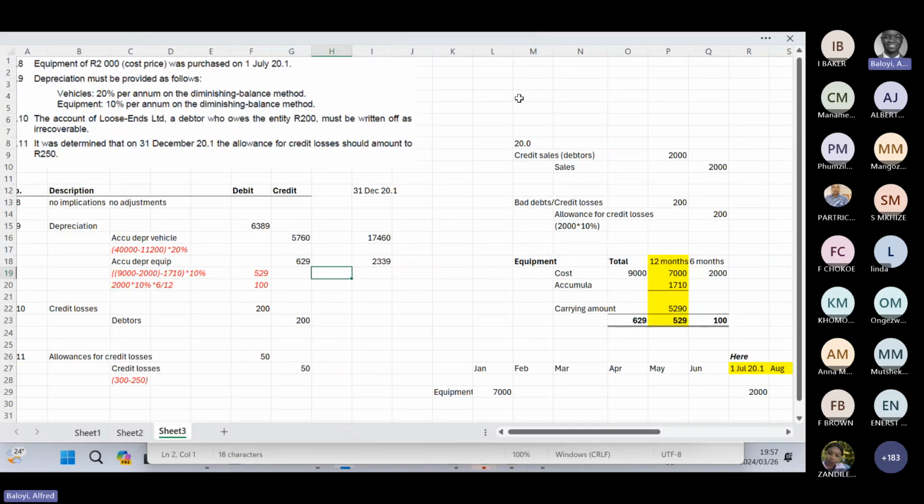If we were saying 2,000 times 10%, this would be for the whole year, all right? Okay. But how many months are we looking for? We're looking for 6 months. But how can we get 6 months? If we divide by 12, then we know this is for 1 month, right? But for 6 months, we multiply this by 6.